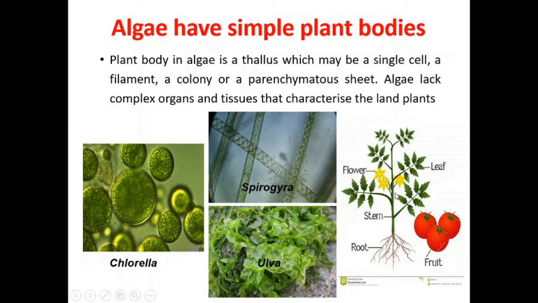You can see in land plants, the plant body is differentiated into complex structures such as the root, stem, leaves, etc. Algae also show absence of the complex tissues that characterize the land plants. In fact, the land plants need complex tissues such as the xylem and phloem for transportation of water from the soil up to the shoot. Since algae are primarily found in aquatic habitats, structures such as the root, stem, leaves are not needed by the algae.